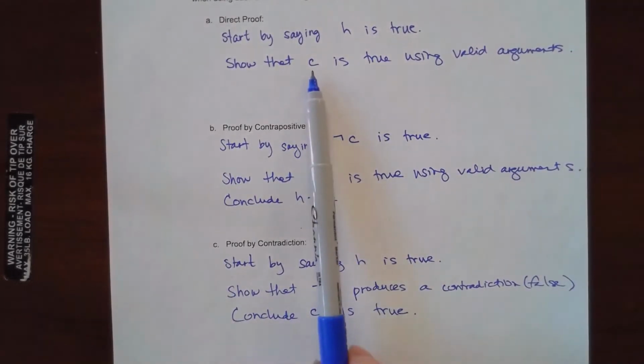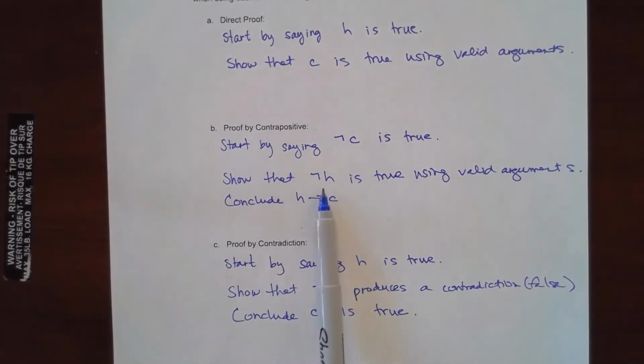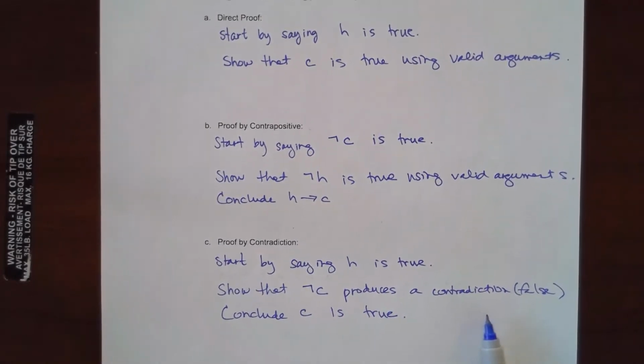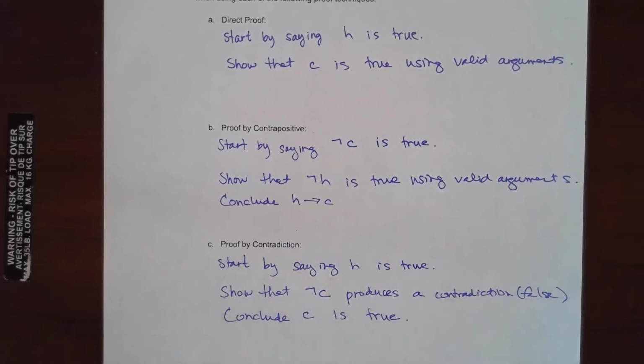I'm trying to get C is true. This one I'm trying to get not H is true. This one, I just have to produce some kind of contradiction, but I don't know what it is at the head when I set out to do it. And that's why I think this one is tricky.